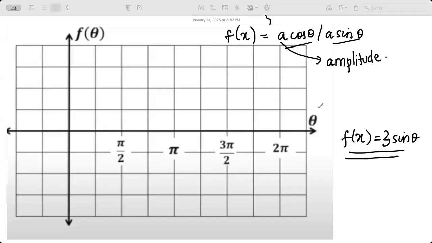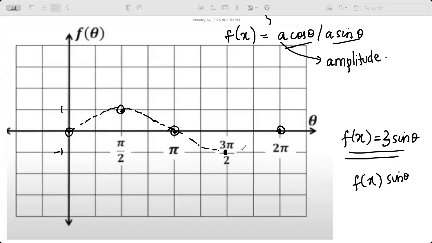Now, generally, consider the parent graph, sin theta. How do you draw the graph? Sin theta starts at 0. At pi by 2, it reaches its maximum of 1. At pi, it goes to 0 again. At 3 pi by 2, it goes to the negative maximum. At 2 pi, the cycle is complete. So this was our parent graph.